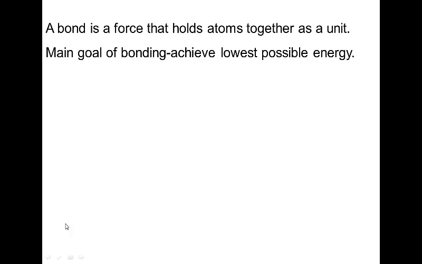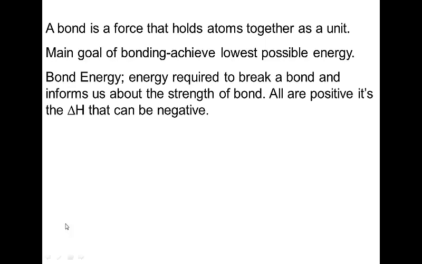The main goal of bonding is to achieve the lowest possible energy. Again, an underlying principle of chemistry is that the lowest possible energy is better. Bond energy is the energy required to break a bond and informs us about the strength of the bond, which of course, the more energy to break, the stronger the bond. All bond energies are technically positive. It's the change in enthalpy between breaking the bond and making the bond that's potentially negative.